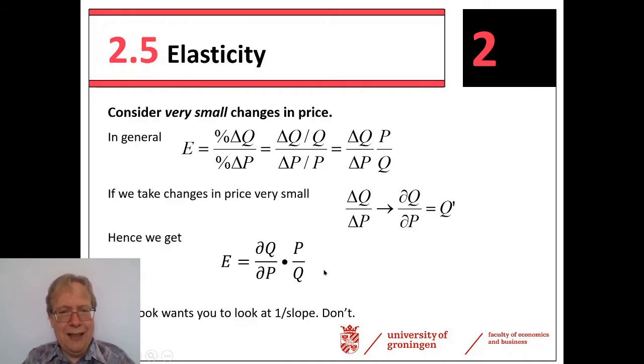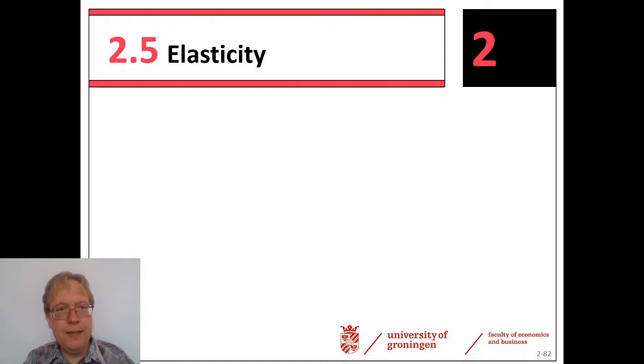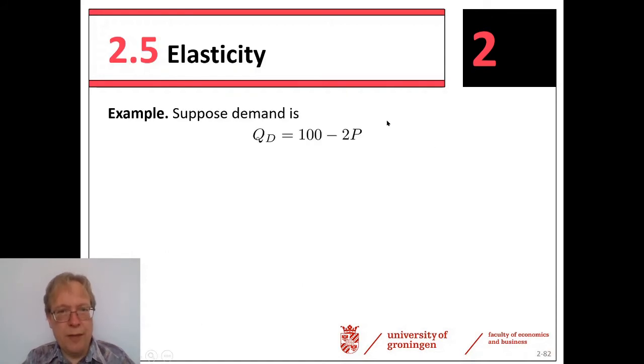Small warning, the book makes their life very hard. They play around with 1 over the slope. That doesn't really help, so better just to forget that. I will give you a few examples of how to use this, and then you can just forget about the 1 over slope rule, because that really doesn't add anything to understanding. It only confuses things.